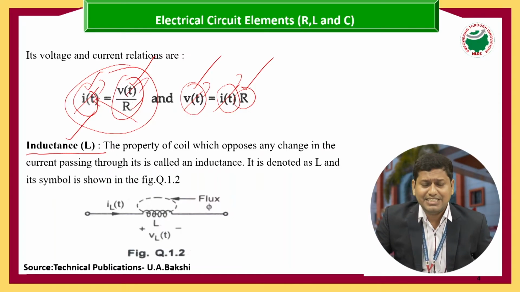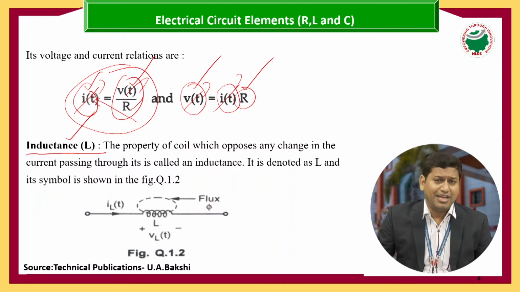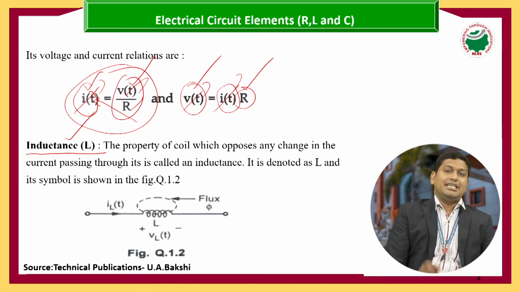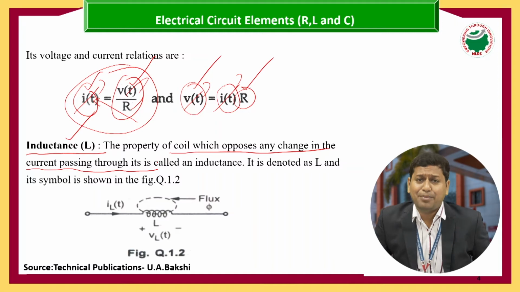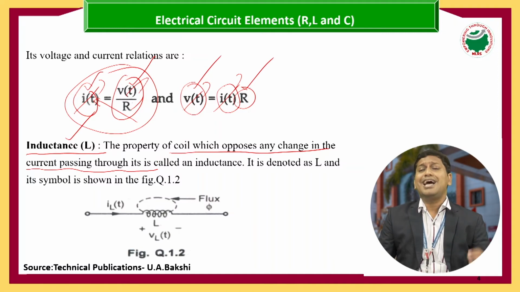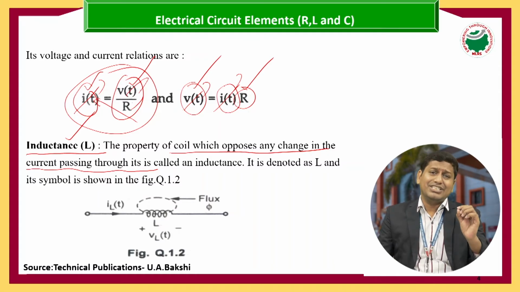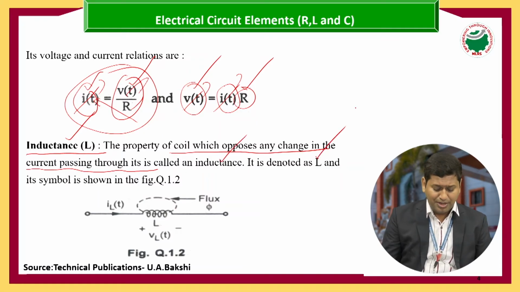Okay, inductance is denoted by L, whereas resistance is denoted by R. Similarly, inductance is denoted by L. So, next let us go with the inductance. Inductance has the property that it opposes the sudden change in the current passing through it. That is called inductance. As we told already, it is denoted by L.